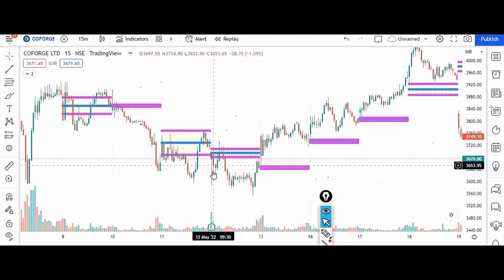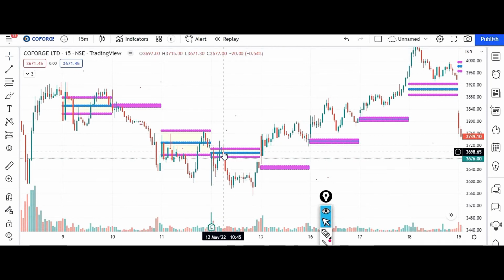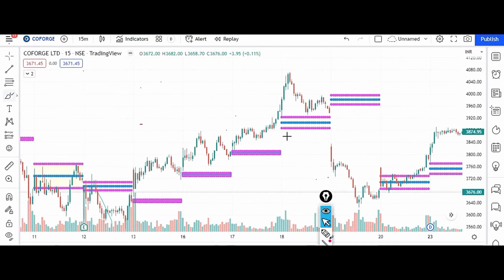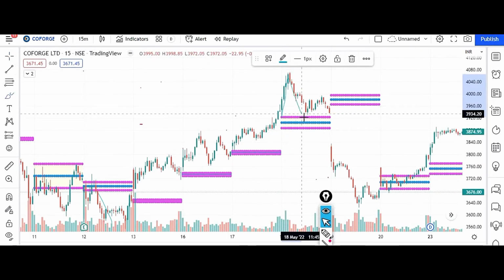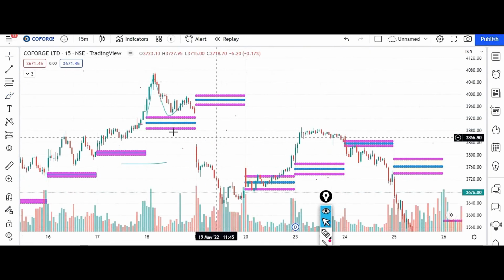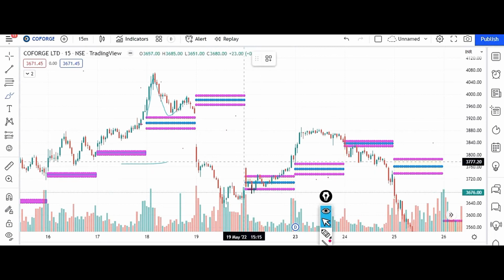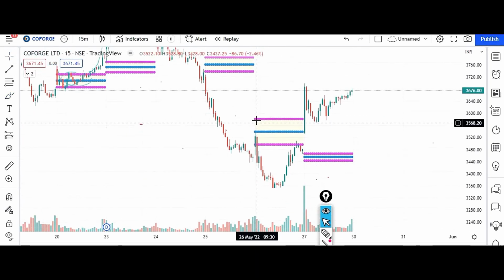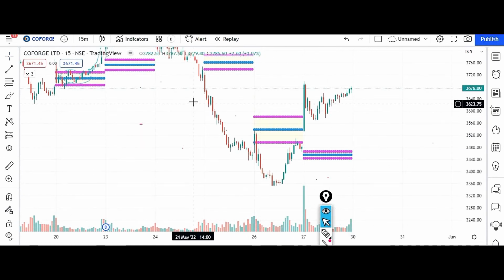This is the medium CPR, opened here, came down and rejected from this level and again came back to the downside. Here opened here, went up, reversed and again bounced. Here you see price respected this level, holds this level, also broke here around 2 o'clock. See the... okay, let's check out another chart.